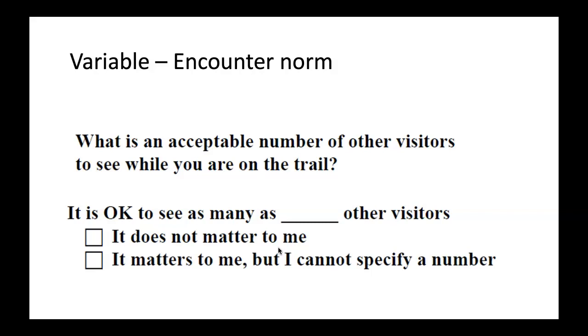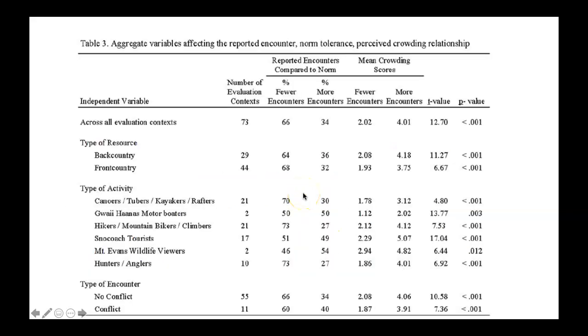Encounter norm variable. The encounter norm is basically the acceptable number of visitors that you see in different places. And then the response, or the survey question, is it's okay to see as many as X number of visitors. Or it doesn't matter to me how many visitors I see, or it matters to me, but I can't articulate a specific number because that's hard to do, right? So these studies aren't perfect.